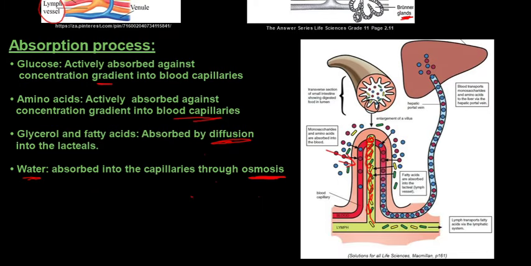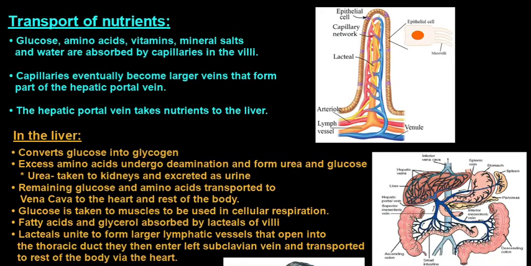Let's look at where these nutrients go. So now we're going to look at the transport of these nutrients. So glucose, amino acids, vitamins, mineral salts, and water are absorbed by the capillaries in the villi, and these capillaries eventually become larger veins that form part of the hepatic portal vein. Now the hepatic portal vein takes nutrients to the liver. So eventually this blood capillary network becomes a venule. This venule will then become part of a vein, which is a bit bigger.